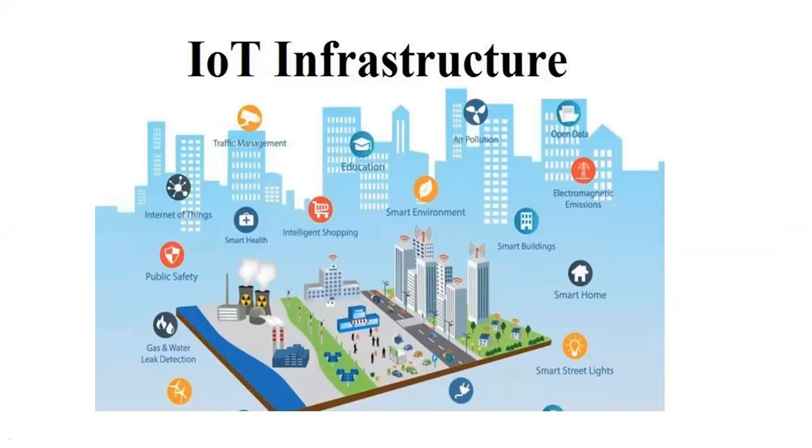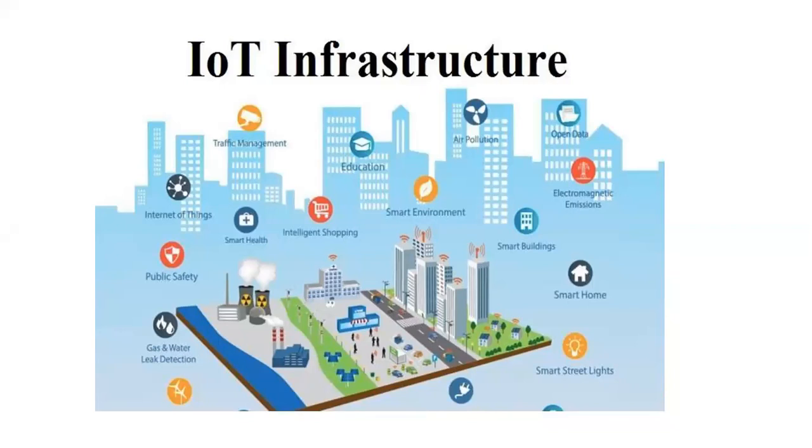As we have seen, there could be different applications in farming also. For example, in farming you can use a motion sensor to detect animals walking in your agricultural land, and you can also sense pest infections. These are different things that can be done by applying IoT in smart farming. And the next application of IoT is IoT infrastructure.